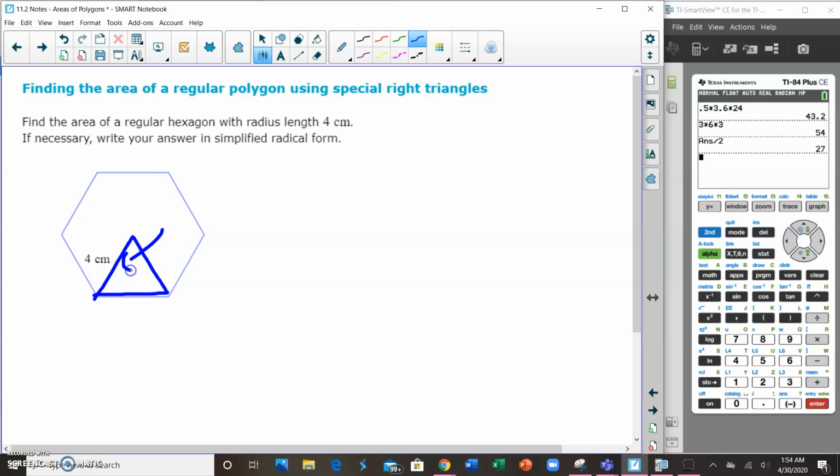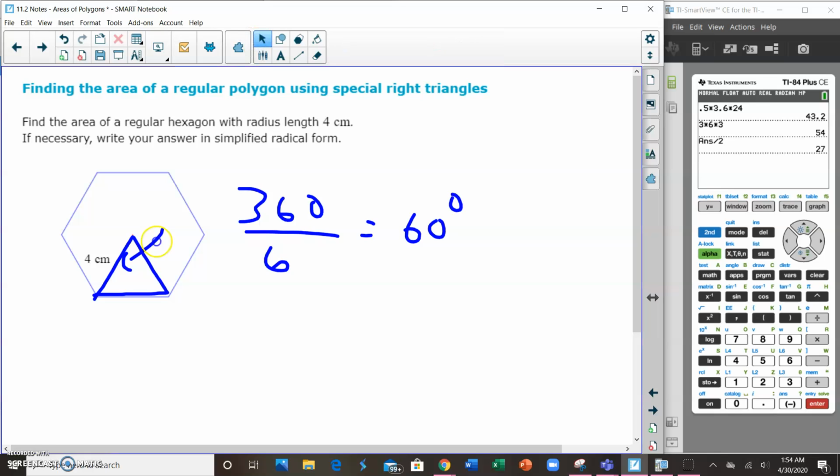So this middle angle is going to be 360 divided by 6. That's 60 degrees. So if that is 60 degrees, that's actually an equilateral triangle. So that means that all of the angles are 60 degrees. So that works out really well, because if all of the angles are 60, 60, 60, that means it's equilateral, so all of the sides are the same. So that means that this, if that's 4, this is also 4, and this is 4.